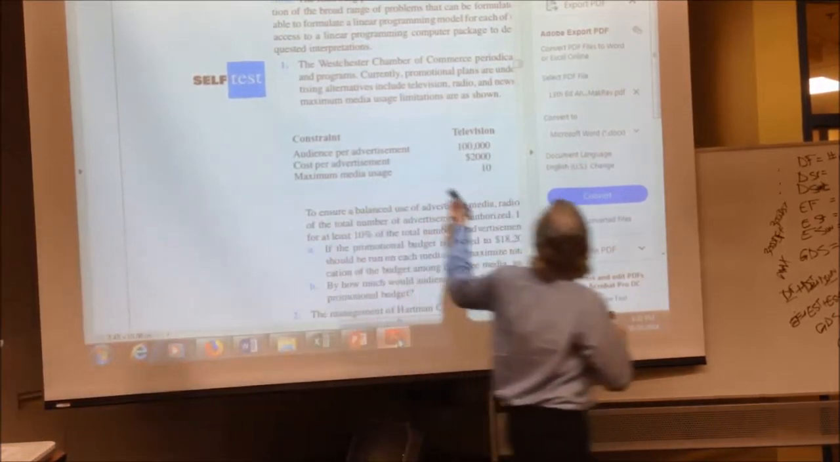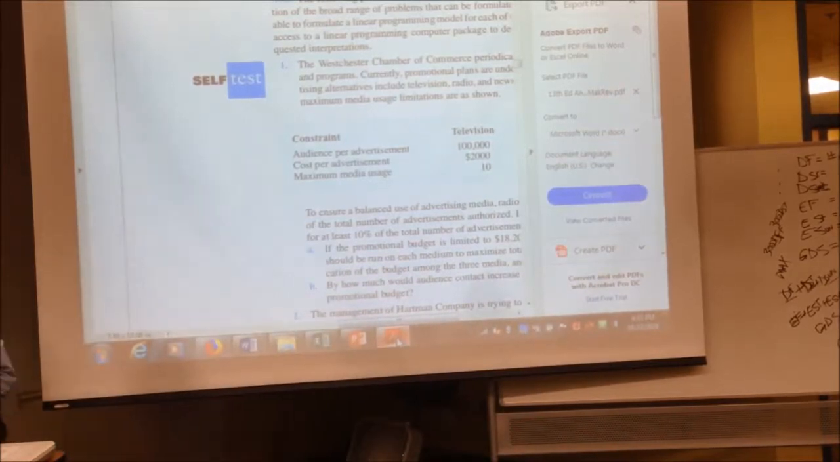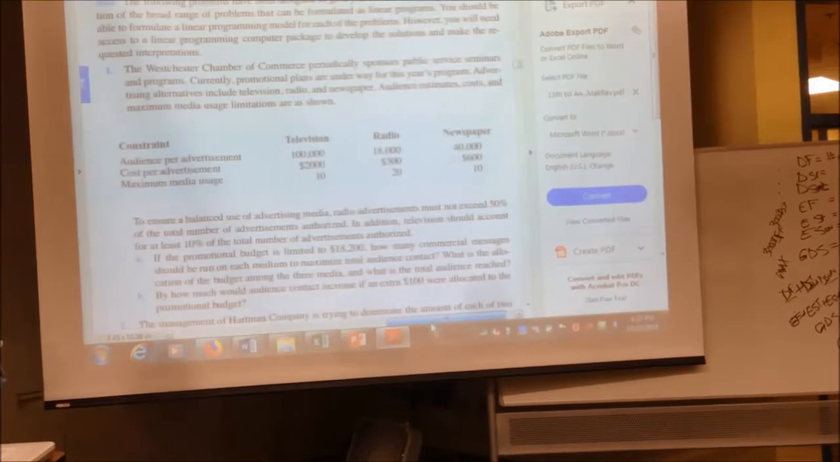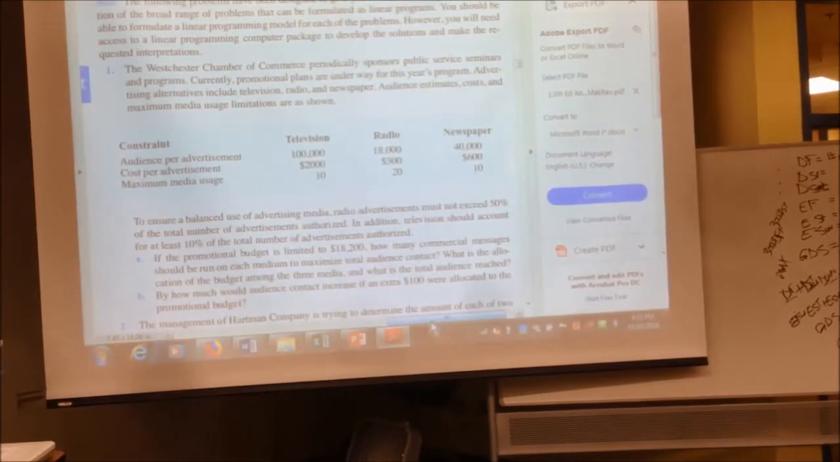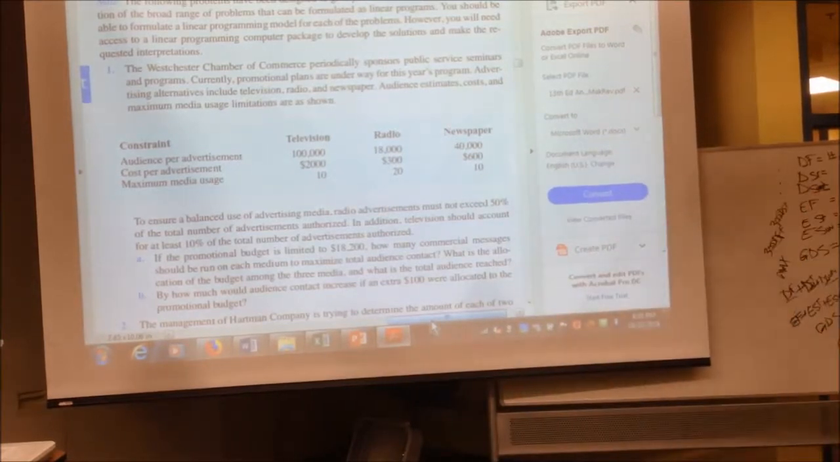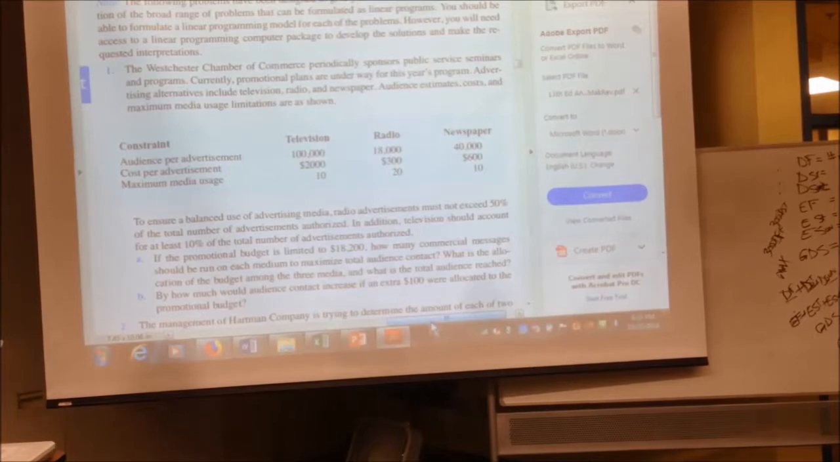The Westchester Chamber of Commerce, it moved. The Chamber of Commerce periodically sponsors public service seminars and programs. Currently, promotional plans are underway for this year's program. Advertising alternatives include television, radio, newspaper. Audience estimates, cost, and maximum media usage.